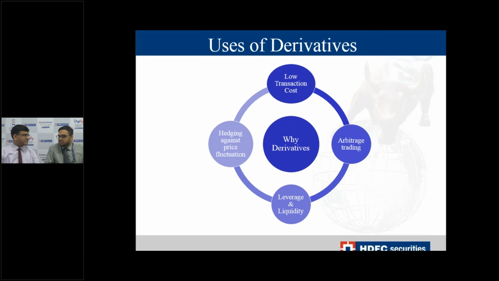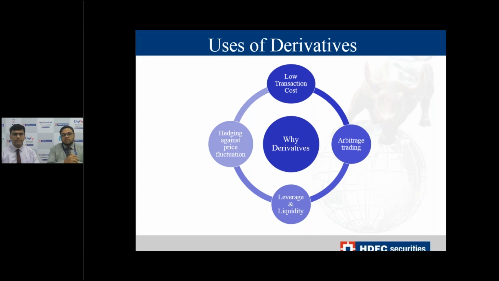Now, Ajit, could you please explain to us what are the various uses of derivatives? Yes, Subash. Before trading in derivatives, we need to understand what are its uses and why derivatives. So as we have discussed, there are two segments where we can trade, that is, one is the stock market and one is the derivatives market. So why derivative market? When we are comparing a derivative market with the stock market, the derivative market has a very low cost of transaction.